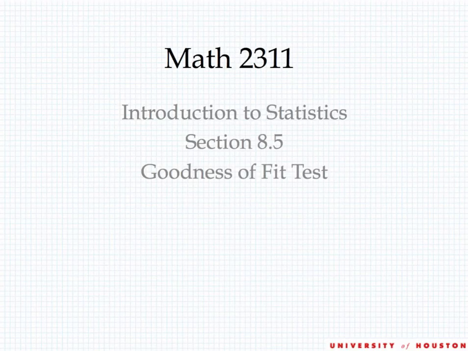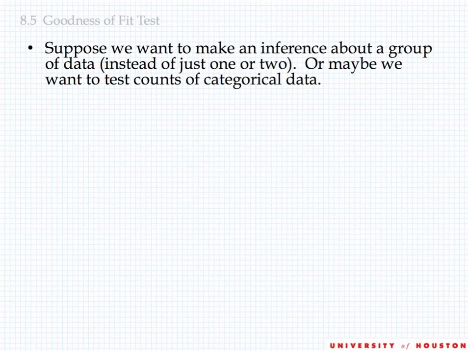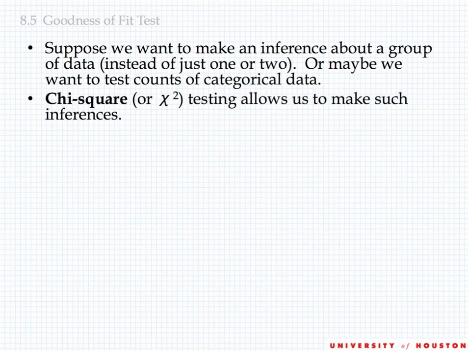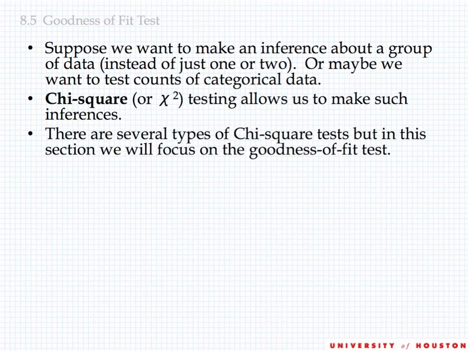Goodness of fit test. Suppose we want to make an inference about a group of data instead of just one or two pieces of data. Or maybe we want to test counts of categorical data. Chi-square testing allows us to make such inferences. There are several types of chi-square tests, but in this section we'll focus on the goodness of fit test.